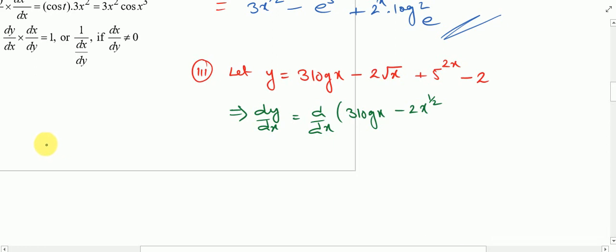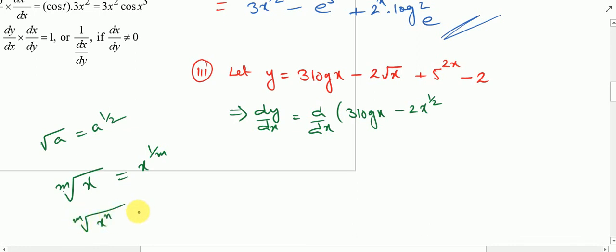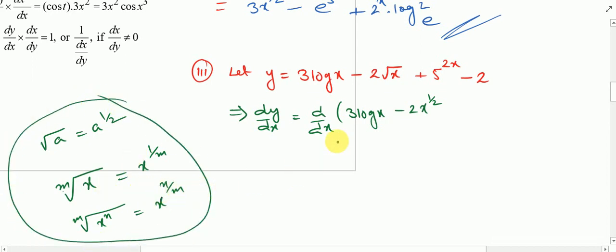if you have, let's say, first you remember this. This means a to the power half, and sometimes if it's written like this here, then it means x to the power 1 by m. And sometimes if you see like this, here m, here n, then it has to be written x to the power n by m. Please note this. So here we have root x, so that root x can be written x to the power half, and here no problem, leave it like this.